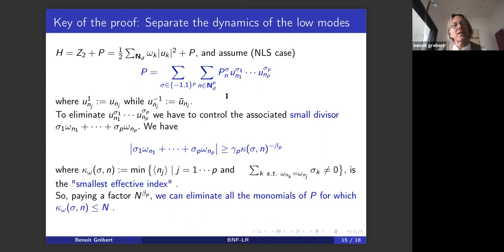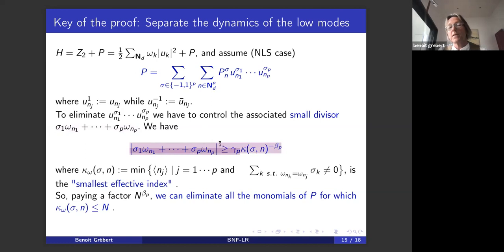The idea of Birkhoff normal form is to eliminate most of the terms of the nonlinear part, because the nonlinear part is the problem. Of course you cannot eliminate all of the polynomial P, but you want to eliminate most of the monomials in this sum. If you want to eliminate a monomial involving the modes n1 to np, then you have to control the corresponding small divisor. This is a standard Birkhoff normal form result. If this expression is not 0, essentially, then you can kill this monomial. And in our assumption, we have a control of this expression.